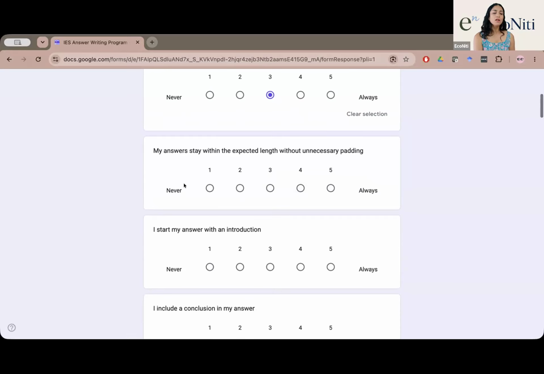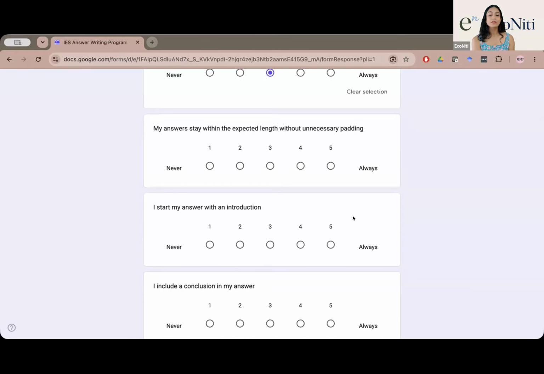Sometimes. Next question: my answers stay within the expected length without unnecessary padding. Now, in school and college we often do this; when we don't understand, we start writing anything. Here, those generic sentences and useless talk will not be rewarded definitely. In fact, you will be penalized for that. We have to eliminate this practice. That is why this question exists.